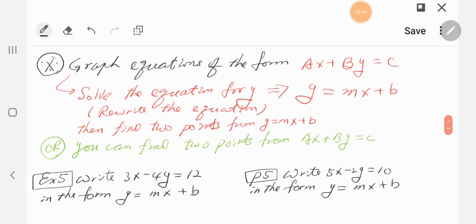Or we can rewrite the equation in y equals mx plus b form. Remember, this is what we did.